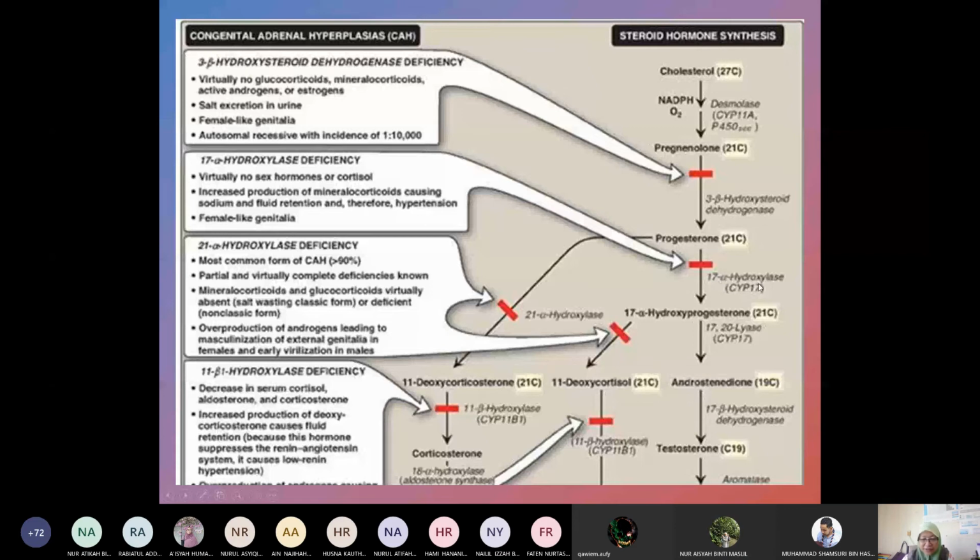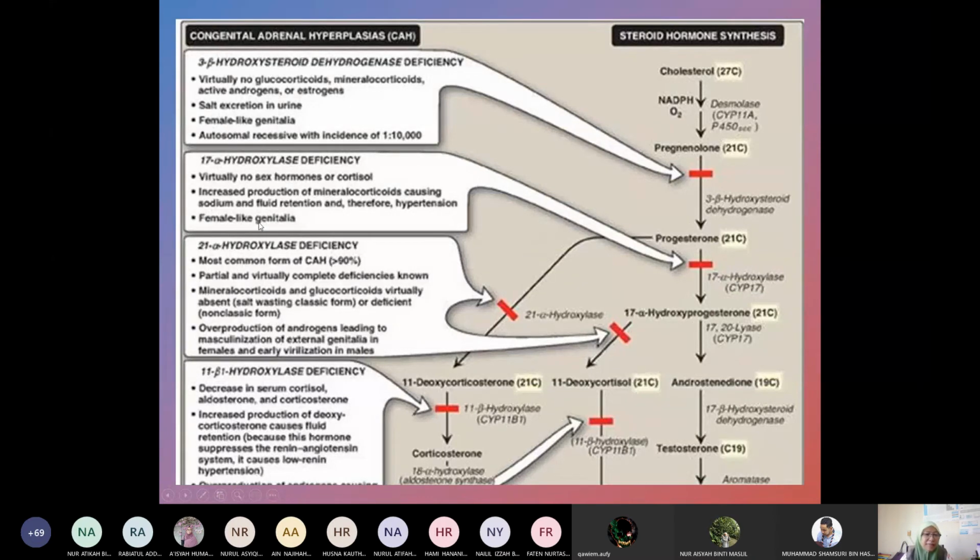So if 17 alpha hydroxylase defect is here, but 21 hydroxylase is maintained normal, then in that case, no sex hormone and no cortisol production, of course. But here, 21 alpha hydroxylase is preserved normal. So all the progesterone which is formed will go to deoxycorticosterone formation, because your 21 alpha hydroxylase enzyme is normal. It's synthesized in normal amount. So as a result, there will be increased production of mineralocorticoids, which increases sodium and water retention, and also increases blood pressure.